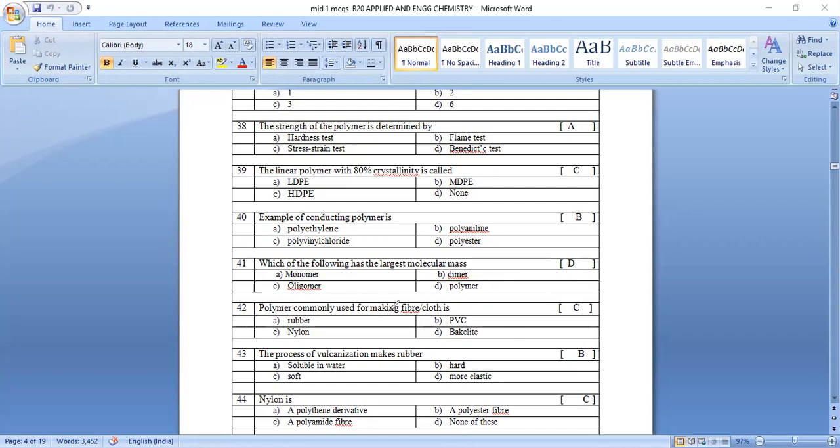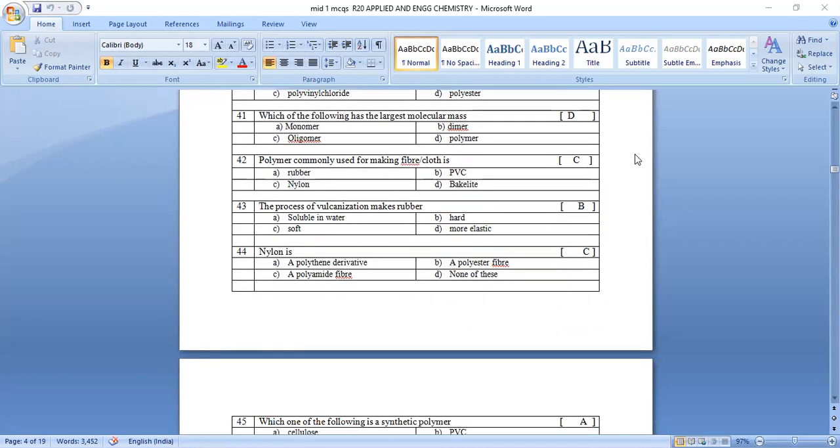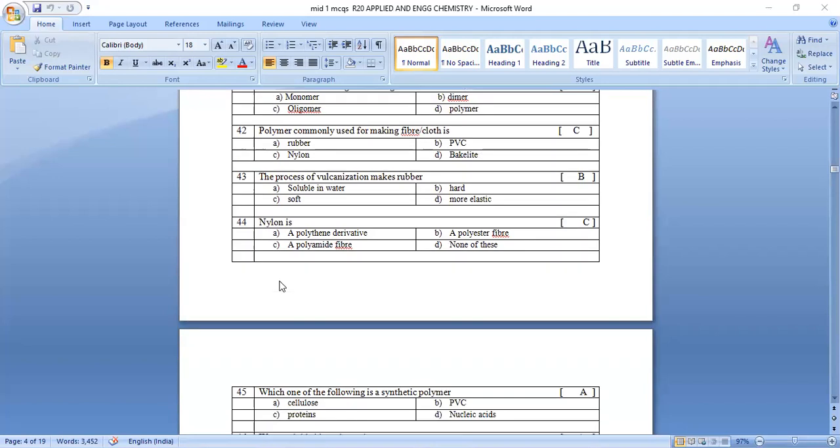Polymer commonly used in the making of fiber: for making fibers we use nylons. Fibers means textile industries, like clothes. Question 43: the process of vulcanization makes rubber strong and hard. Nylon is a polyamide fiber. I'm repeating: nylon is known to be a polyamide fiber. Nylon is prepared from hexamethylene diamine plus adipic acid. It's the best example for polyamide fiber.